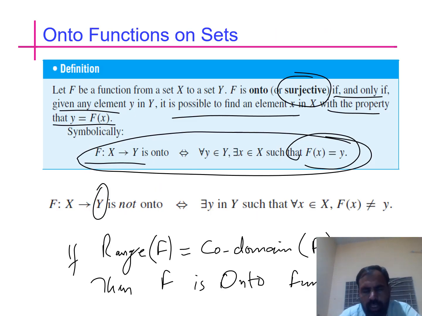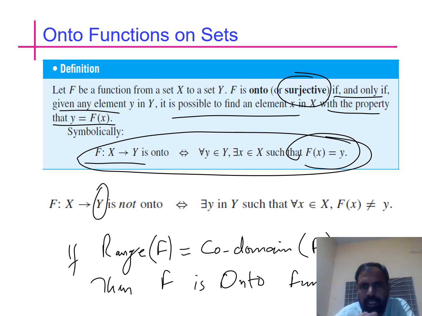Onto functions on sets are also very important. Let f be a function from a set X to a set Y. F is onto, or it may be said surjective, if and only if given any element y in Y, it is possible to find an element x in X with the property that y is equal to f of x. Symbolically, f from X to Y is onto if and only if for all y belongs to Y there exists x belongs to X such that f of x is equal to y.